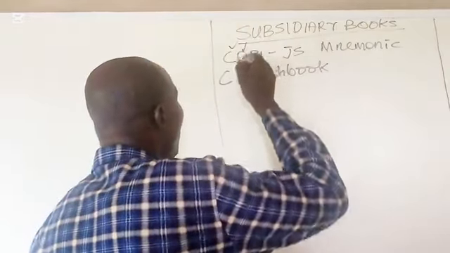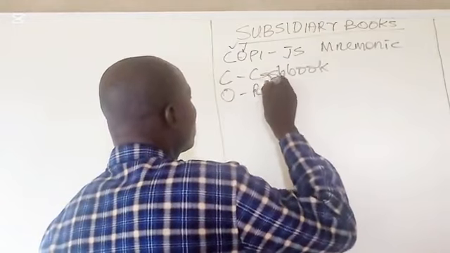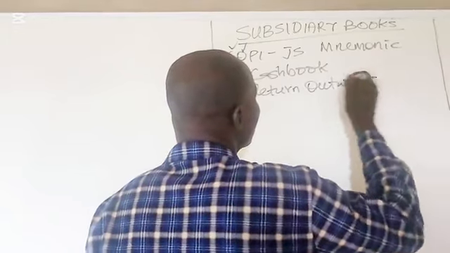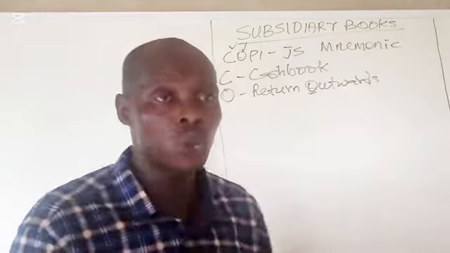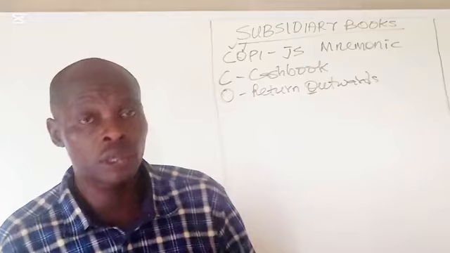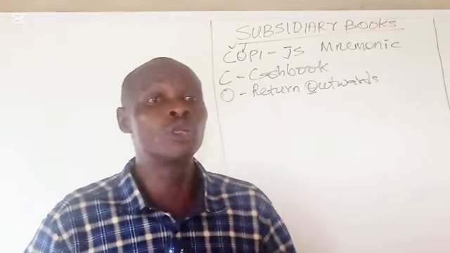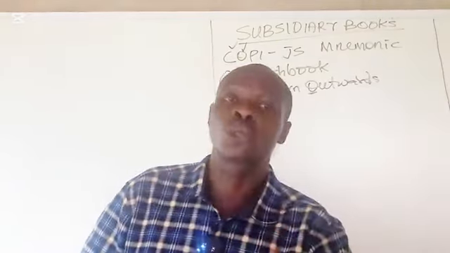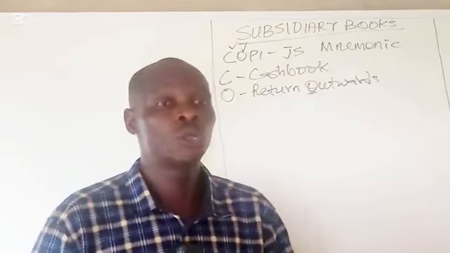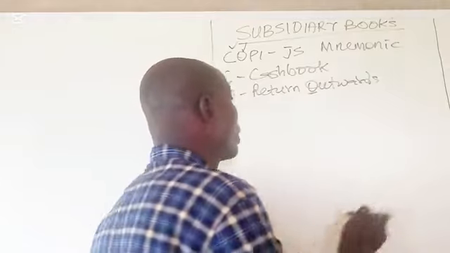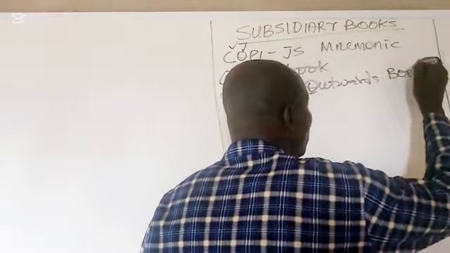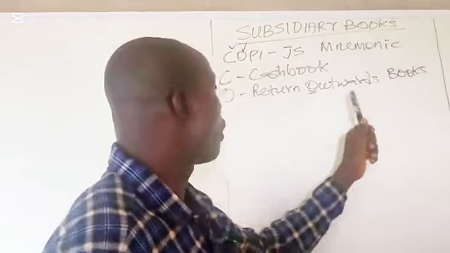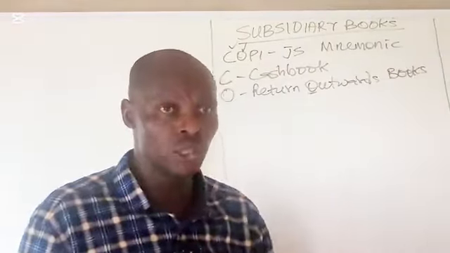O for return outwards. Return outward books are used for recording goods you send back to the suppliers. When you send goods back to the suppliers, those returns will be recorded in return outwards books. Return outward books can also be called the return outwards journal or return outwards day book.